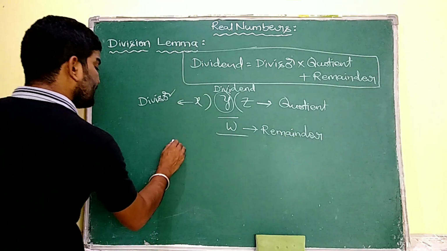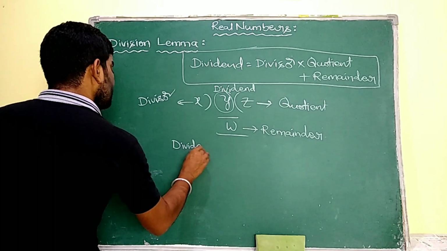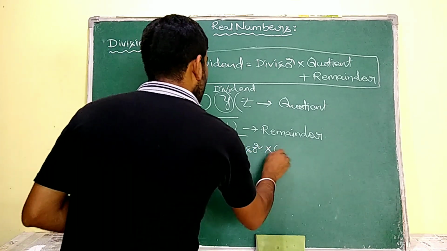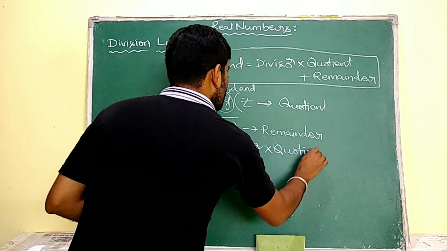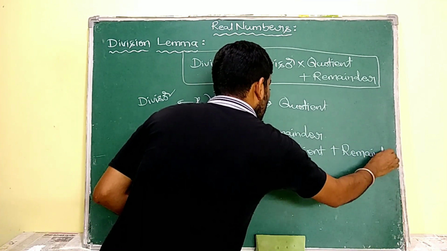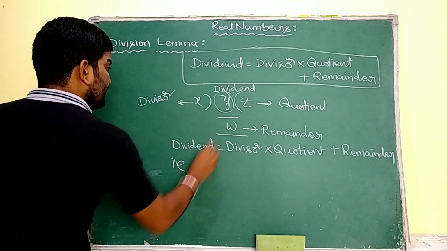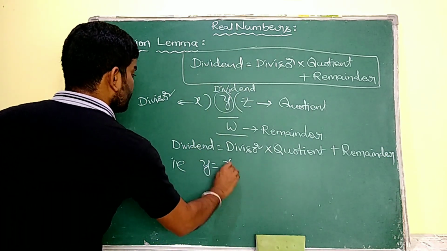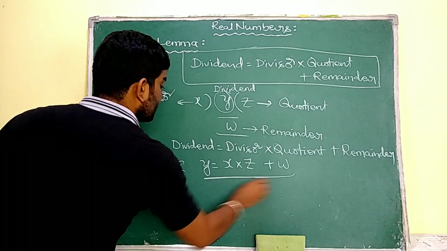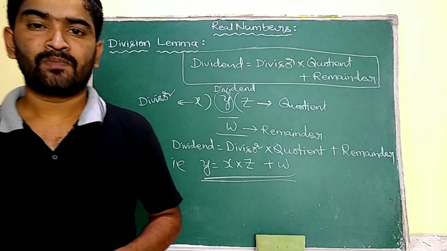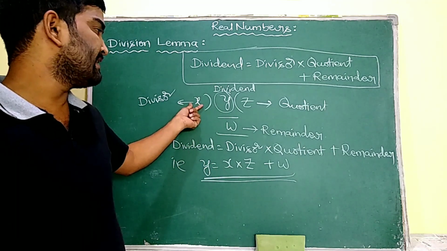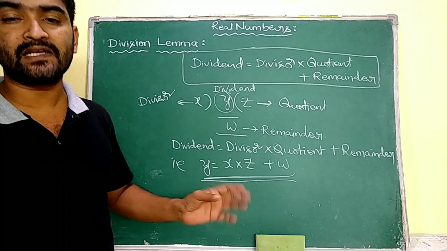So here dividend is equal to divisor into quotient plus remainder. That is, here dividend y is equal to divisor x, quotient z, plus remainder w. This is known as division lemma. Now we are going to discuss the values: what is divisor, what is quotient, what is remainder, and what is the relation between them.